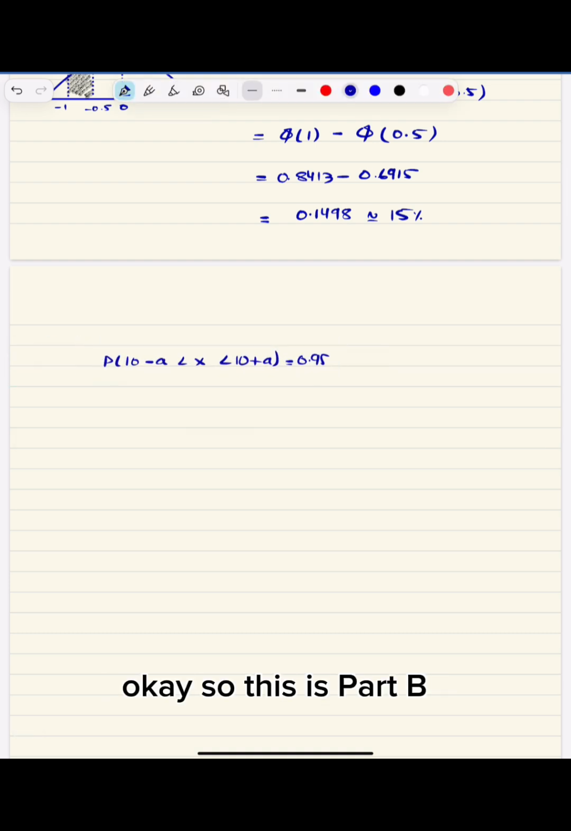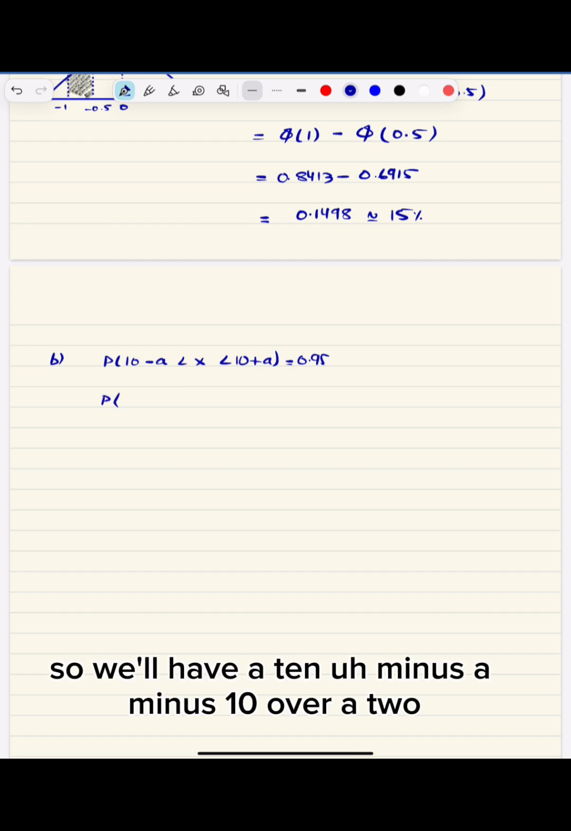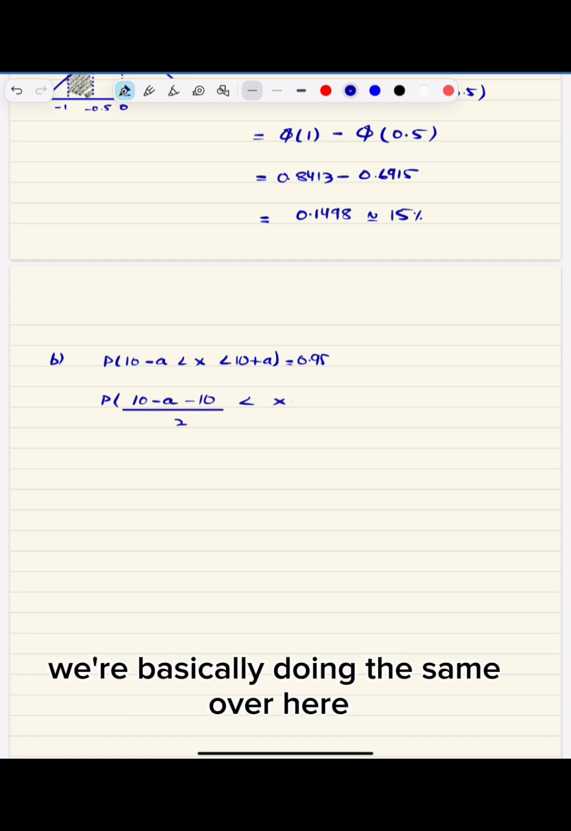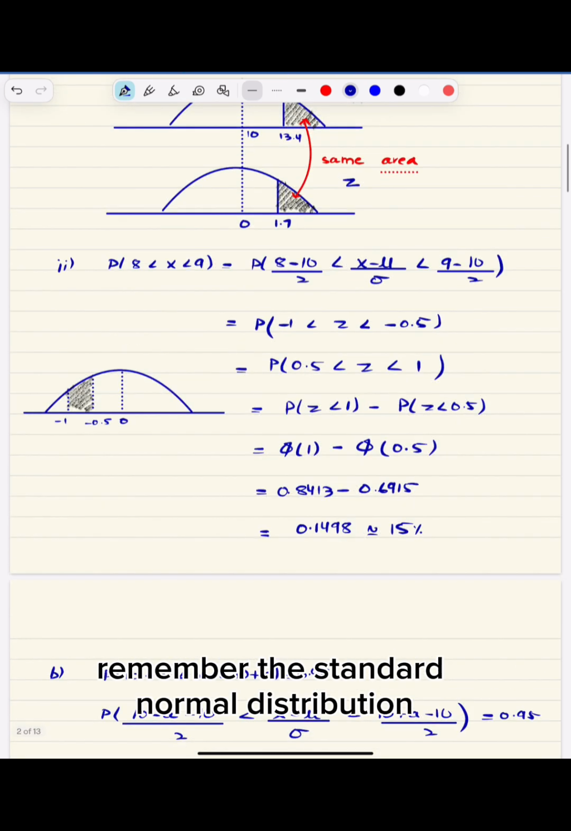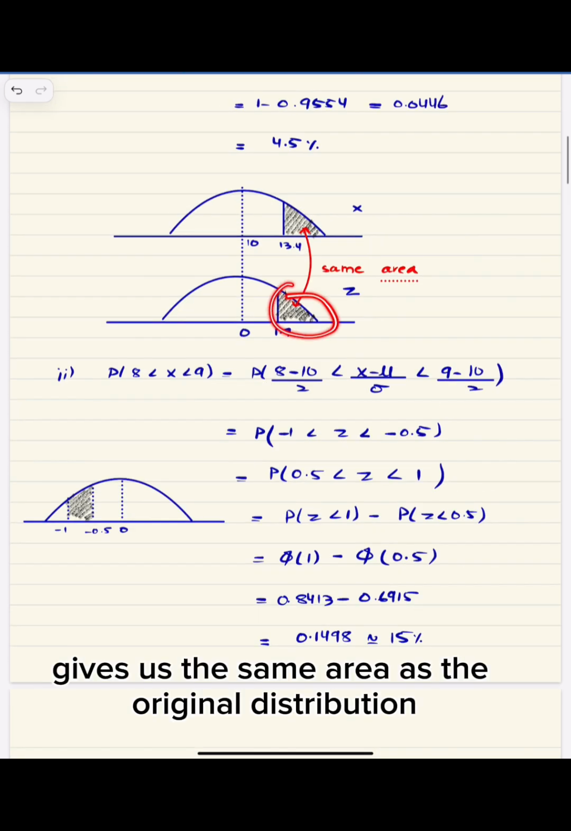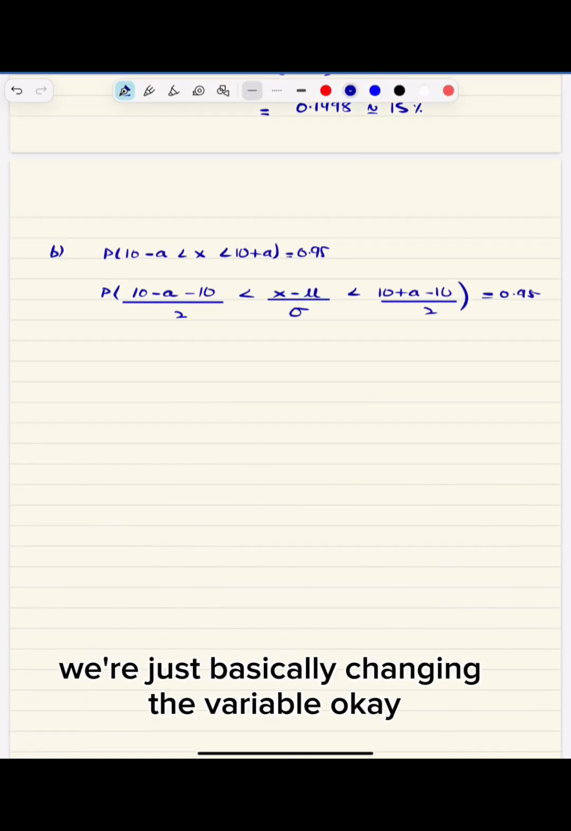Okay, so this was part B. The first step will always be to convert it into z. So we'll have (10 minus a minus 10) over 2. We're basically doing the same over here, (10 minus 10) over 2. The probability is the same. Remember, the standard normal distribution gives us the same area as the original distribution. We're just basically changing the variable.